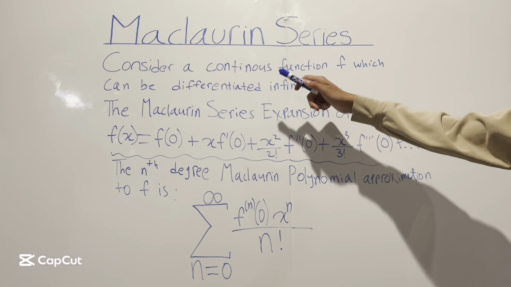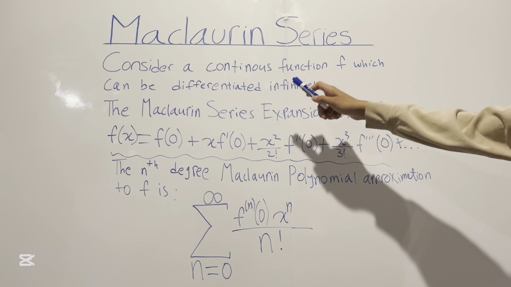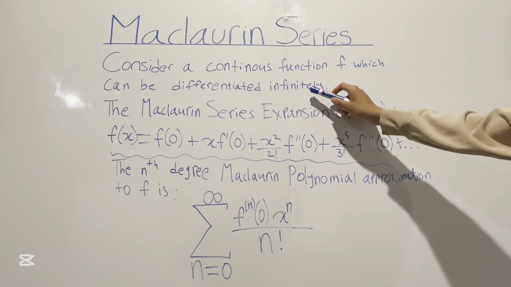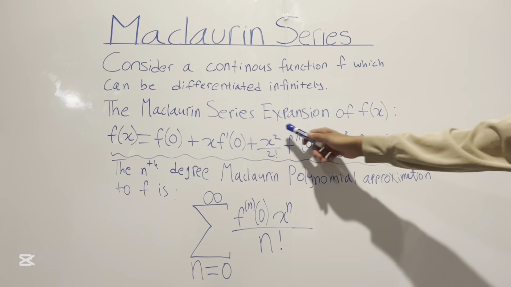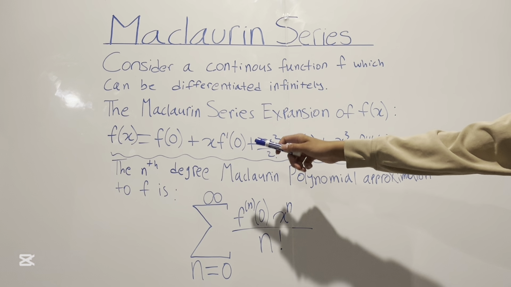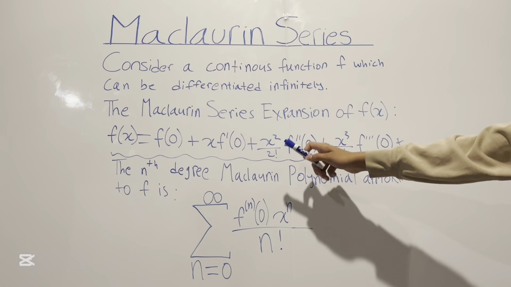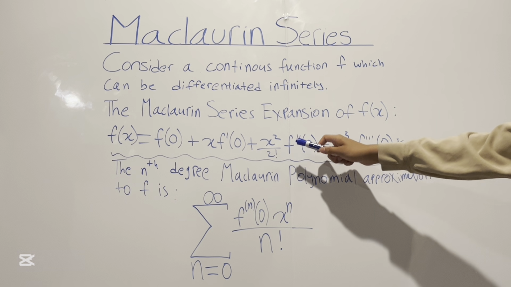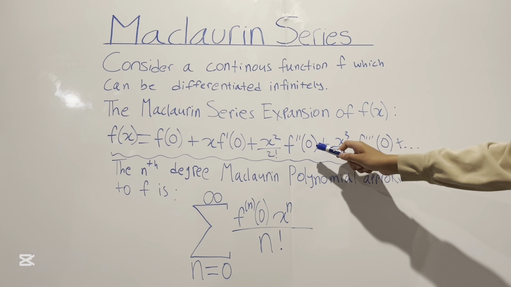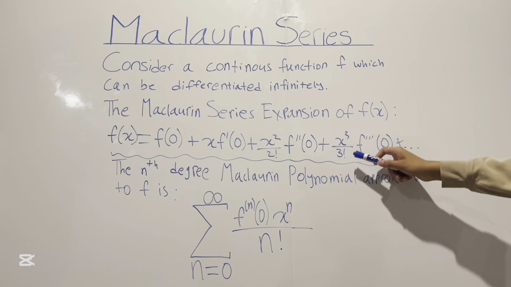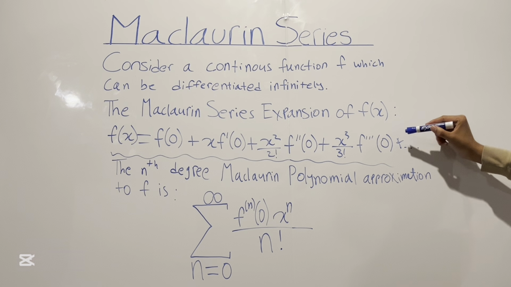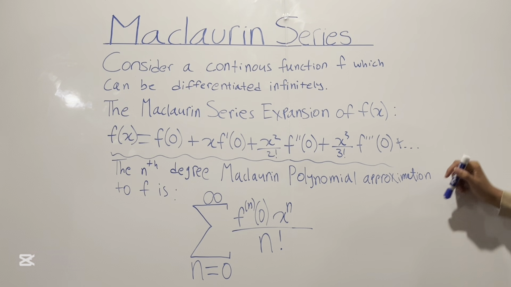So let's look at this Maclaurin series. Consider a continuous function f, which can be differentiated infinitely many times. The Maclaurin series expansion of f of x is f of 0 plus x f prime of 0 plus x squared over 2 factorial multiplied by f double prime of 0 plus x to the 3 over 3 factorial f triple prime of 0, and then so on and so on.